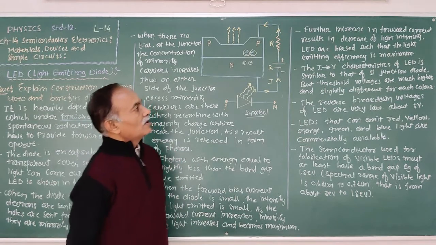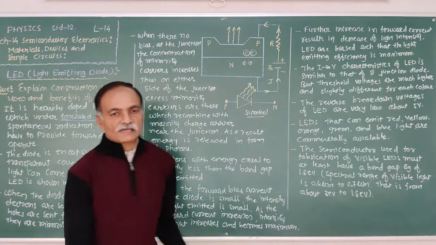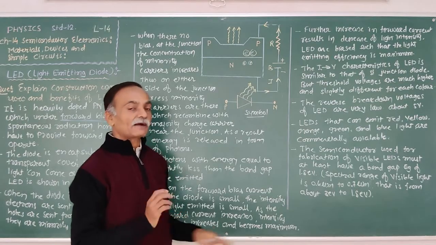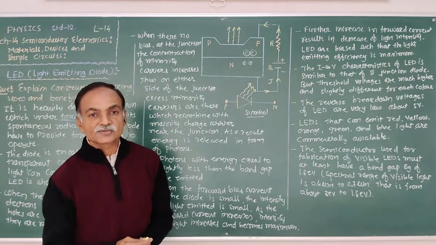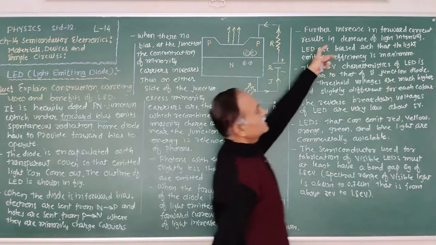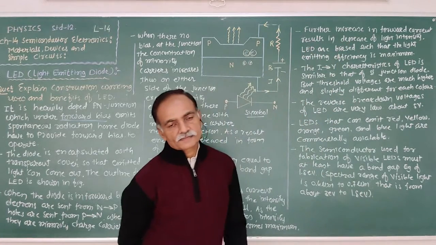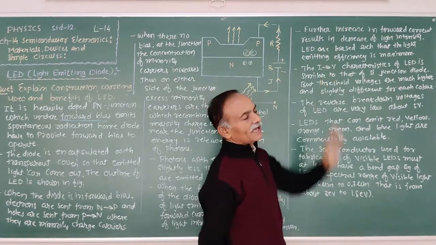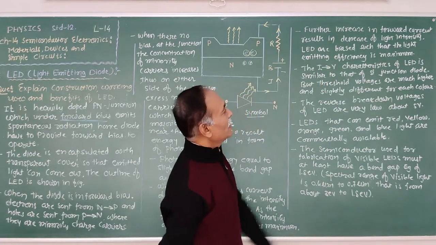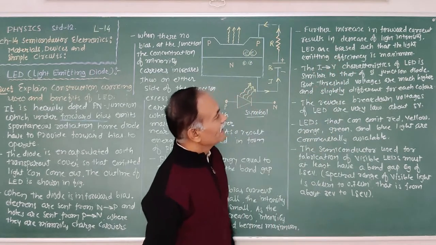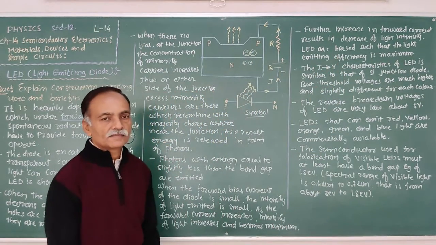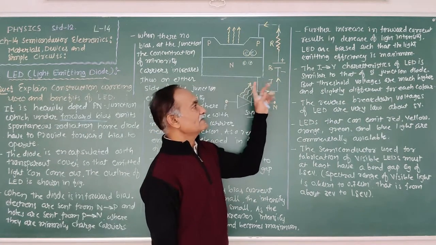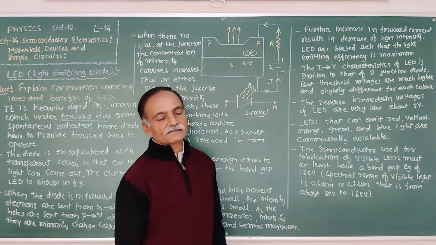Now, further increase in forward current. Once the intensity of the emitted light is maximum, if the forward current is increased further, the result is a decrease of the light intensity. LEDs are biased so that the light emitting efficiency is maximum. So the light emitting diode is biased in such a way that the emitting efficiency becomes maximum.